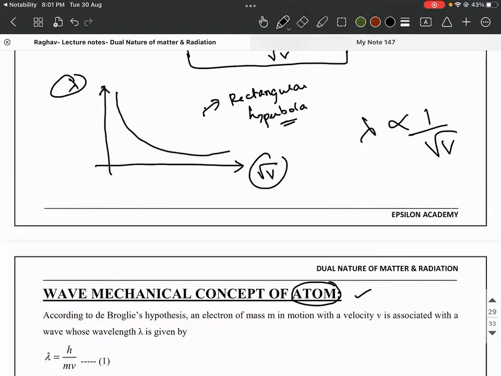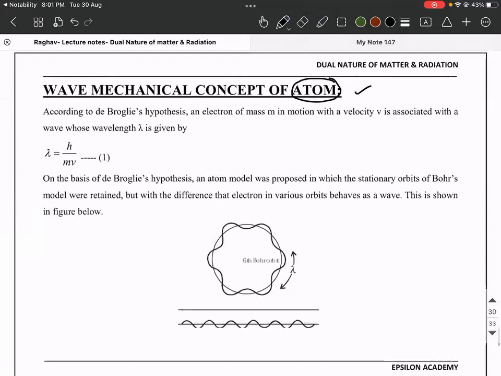And the last concept of this chapter is the wave mechanical concept of an atom. So what did de Broglie say? He told that an electron of mass m in motion with velocity v is associated with a wave whose wavelength is lambda. And how is lambda given? Lambda is equal to h divided by m into v.